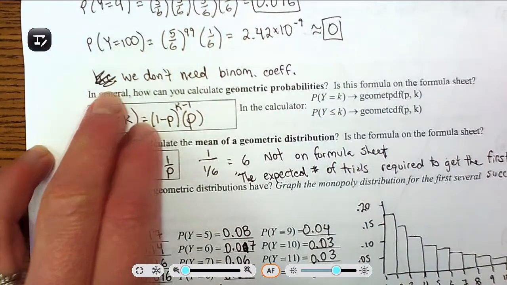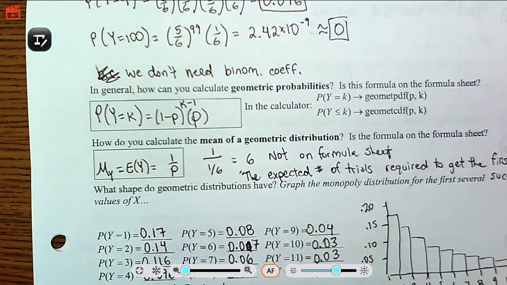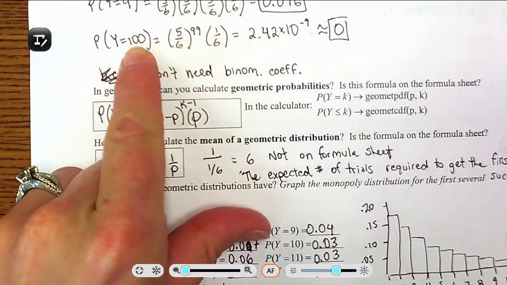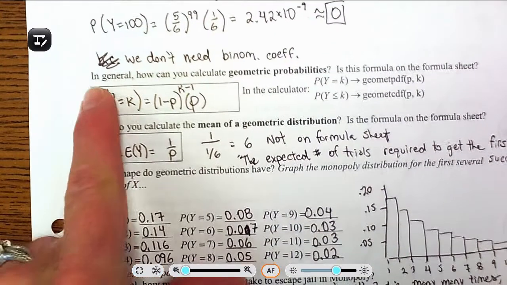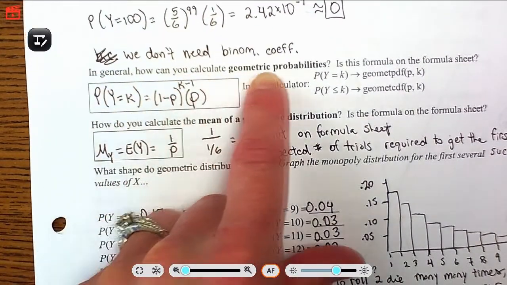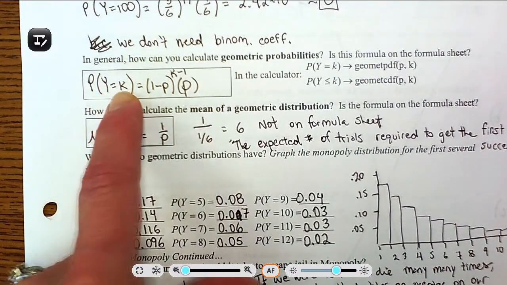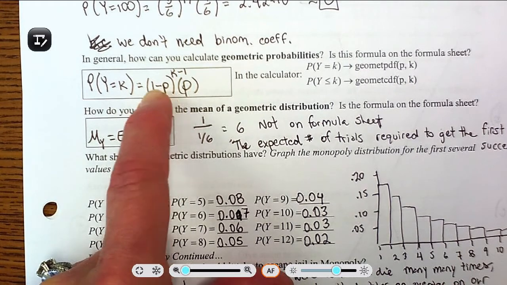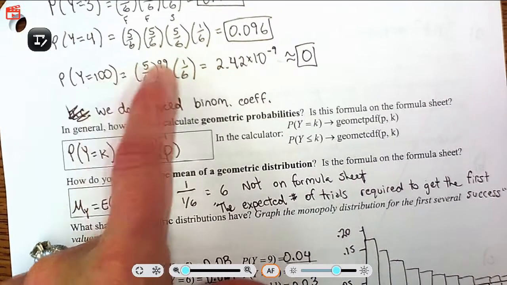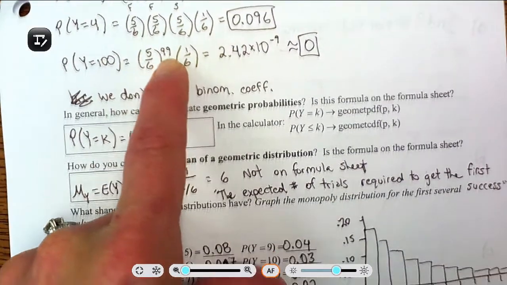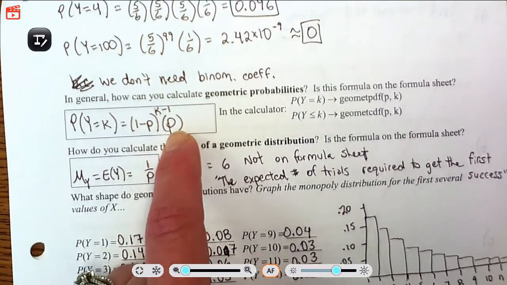Okay, in summary, we don't need that binomial coefficient of n choose k in the front, because we're not taking 100 rolls and taking just one success anywhere. We're taking that success in a certain spot. In general, how can you calculate geometric probabilities? There is a formula on the formula sheet. The probability that Y equals k is (1 minus p), the probability of failure, to the k minus 1, meaning 100 minus 1 is 99, so 99 times, and then the 1 time that you have the probability of success.